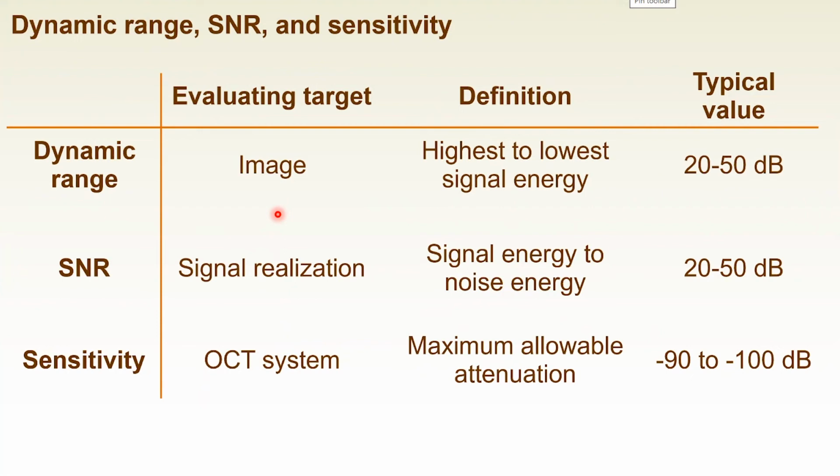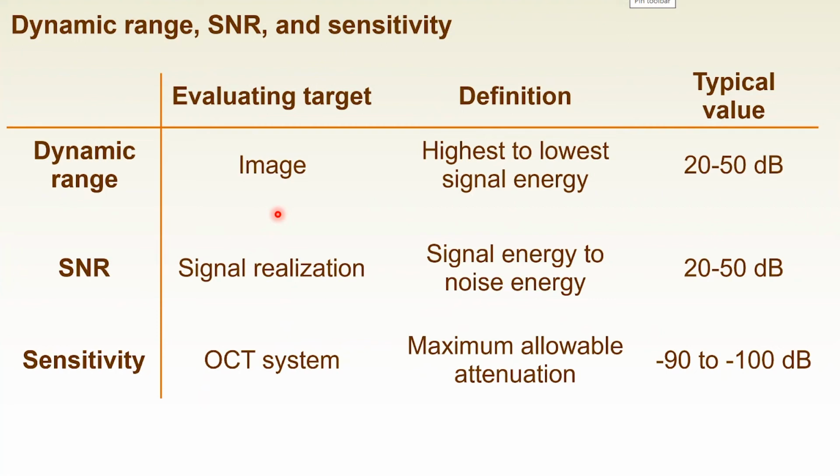Let me recapitulate the definitions. The dynamic range is the highest to lowest signal energy ratio. On the other hand, the signal-to-noise ratio is the ratio of the signal energy to noise energy. And the sensitivity is defined as the maximum allowable attenuation.